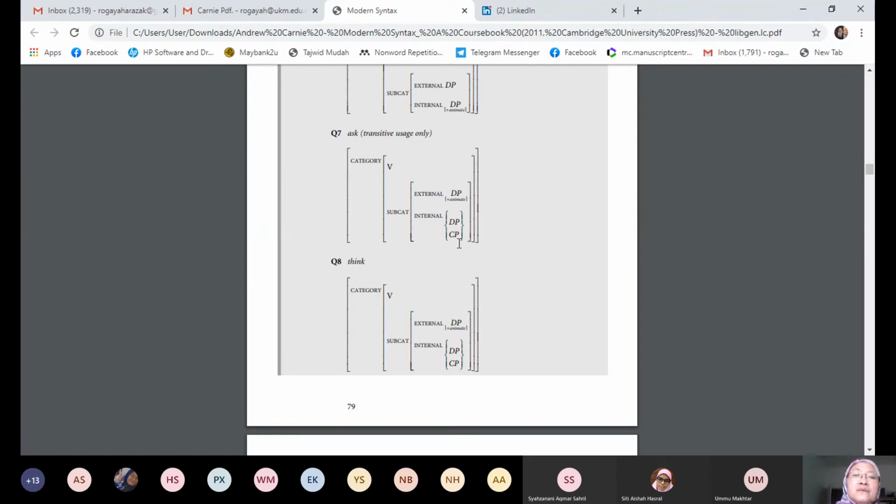So in this instance, we use a curly bracket. You remember last time I said curly bracket? This is the curly bracket that you can take from the symbol shape, and then you stack them like this. Basically, this means the internal argument can either be a determiner phrase, or it can be a CP. So that's how it's read.